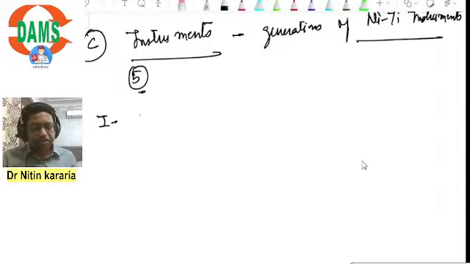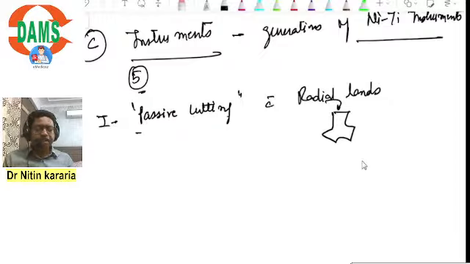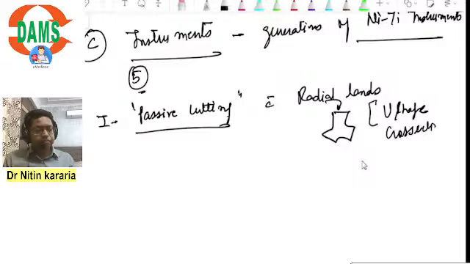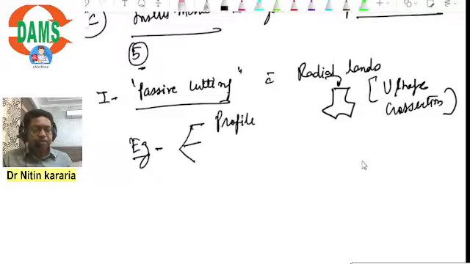The first generation, they are passive cutting with radial lens. Means they have blades with thick radial lens. These are the thick blades with radial lens, so they are passive cutting. Okay, they are U-shaped cross section. U-shape in cross section, and we have to talk about the example. There are 3 examples you can remember: profile, okay, GT files, and light speed.